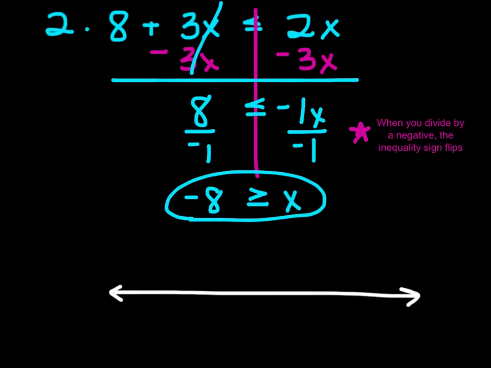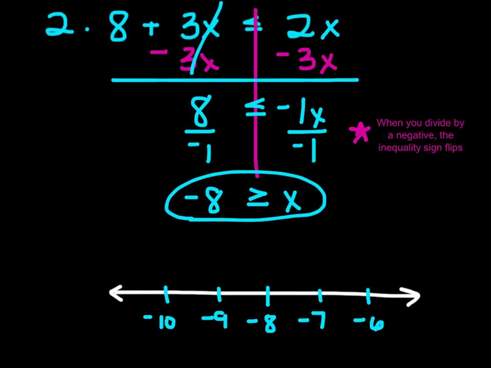Now we're still going to graph it. I'm going to start by graphing it on the number line. That negative 8 goes in the middle, and I'm going to move a couple in either direction. So if I move to the right, it would be negative 7 and then negative 6. And if I move to the left, it would be negative 9 and then negative 10.